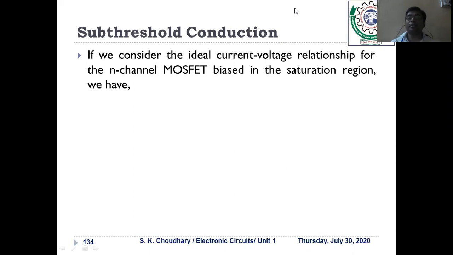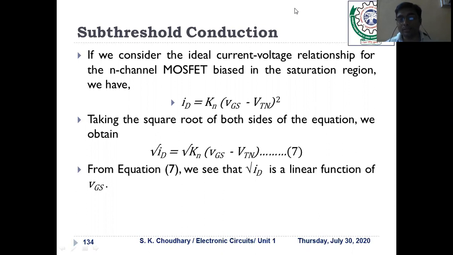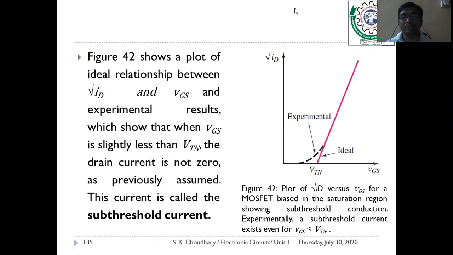What is sub-threshold conduction? If we consider the ideal current-voltage relationship for the N-channel MOSFET biased in the saturation region, the equation is ID equal to Kn times (VGS minus VTN) whole square. Taking the square root of both sides, we obtain square root of ID equal to square root of Kn times (VGS minus VTN). This is a very important relationship because it says that square root of ID is a linear function of VGS.